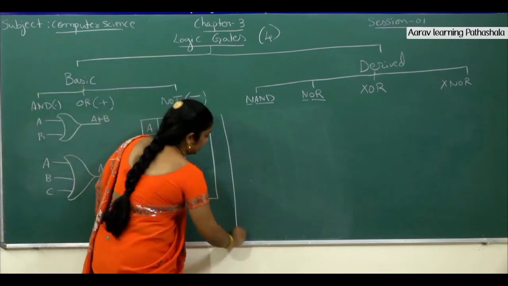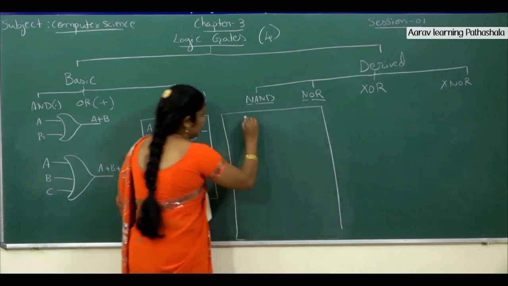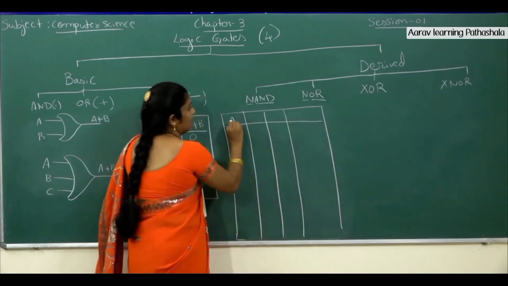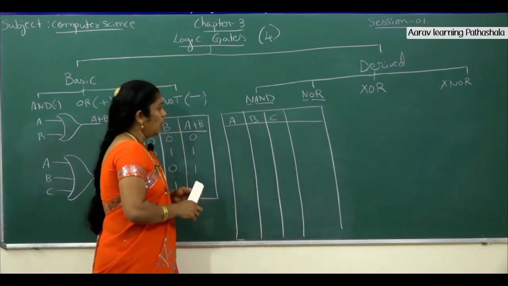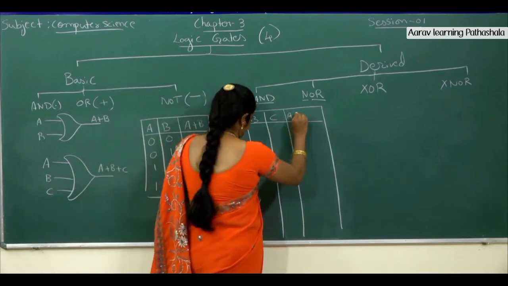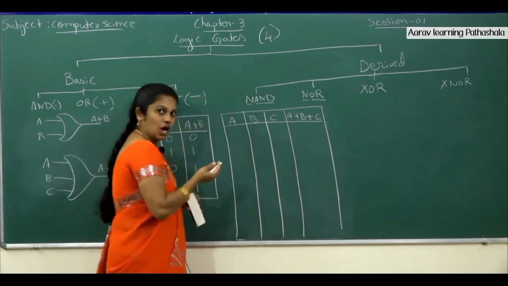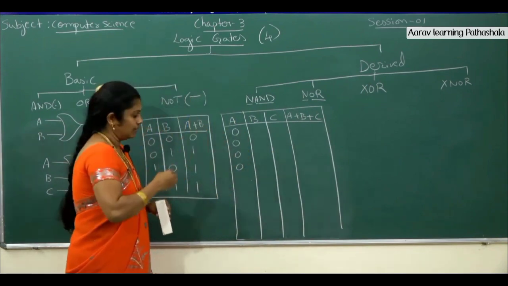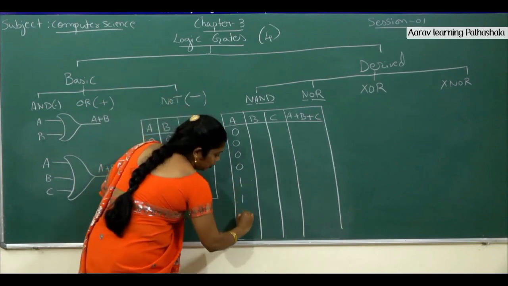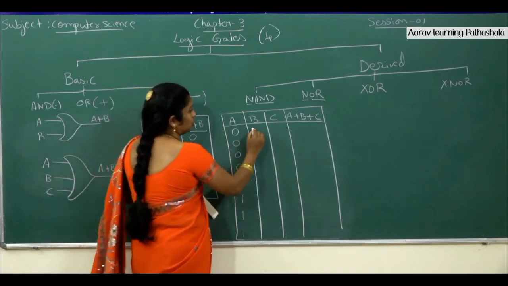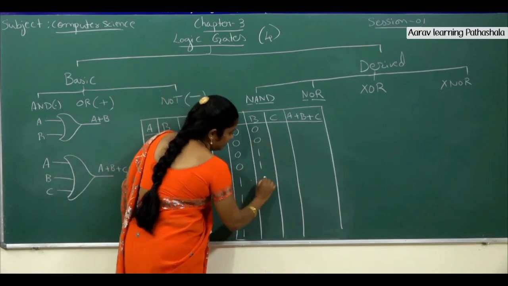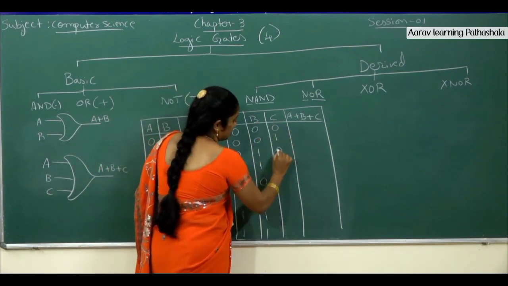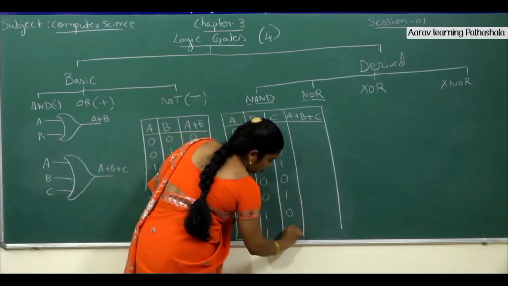In the same way, we can write the truth table for 3 variables also, with the same pattern as in the previous case. Write down A, B, C, 3 variables. What is the output we will get here? A plus B plus C is the output. Then 4 times 0, and then write down 4 times 1. Next, 2 times 0, 2 times 1: 0, 0, 1, 1, 0, 0, 1, 1. And once again, 0, 1, 0, 1, 0, 1, 0, 1.